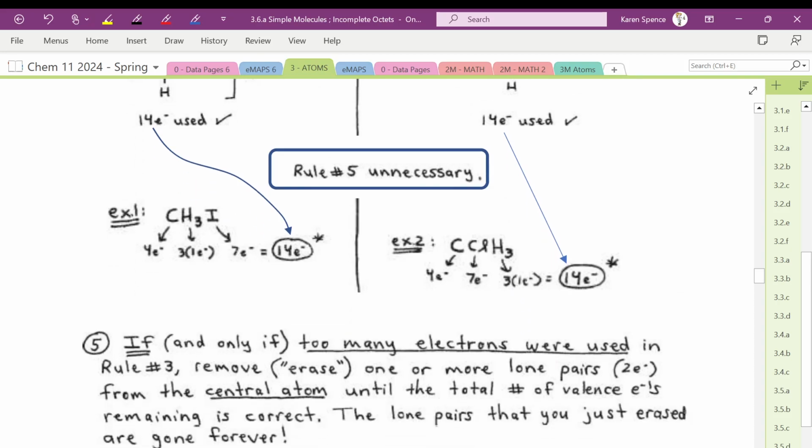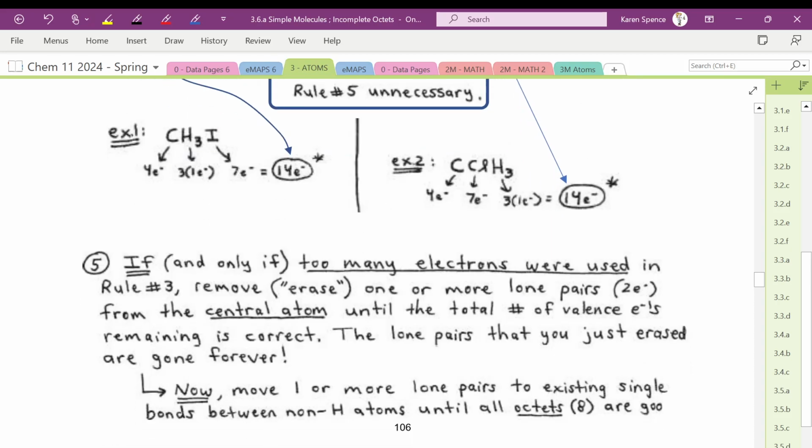Now, if and only if too many electrons were used, let's say my structure had 16 electrons instead of 14, we are going to erase one or more lone pairs from the central atom, and we'll come to an example like that a little bit later on.